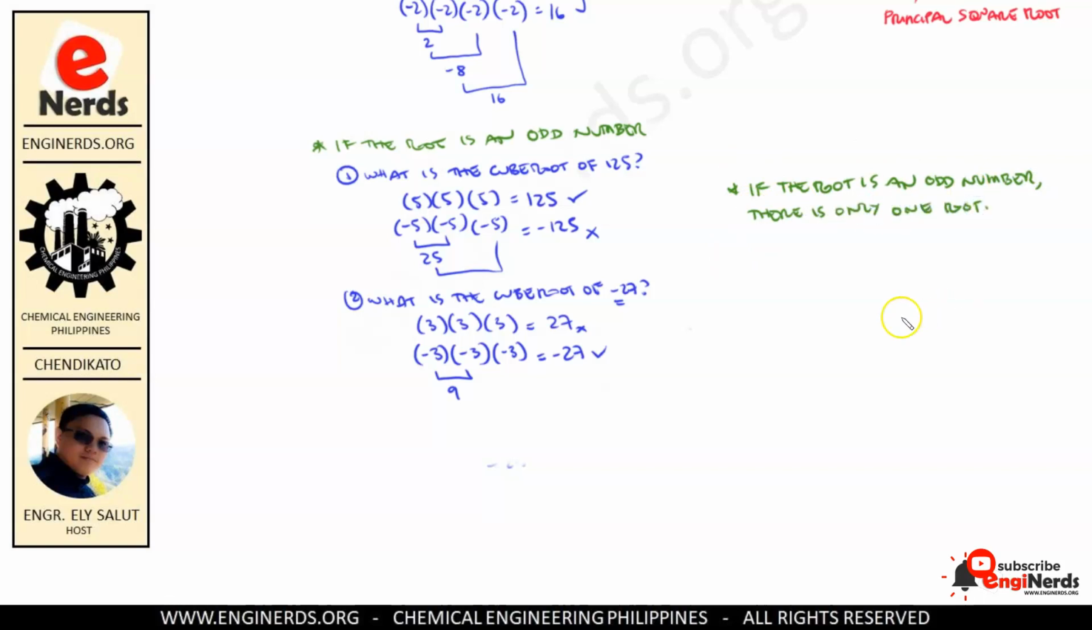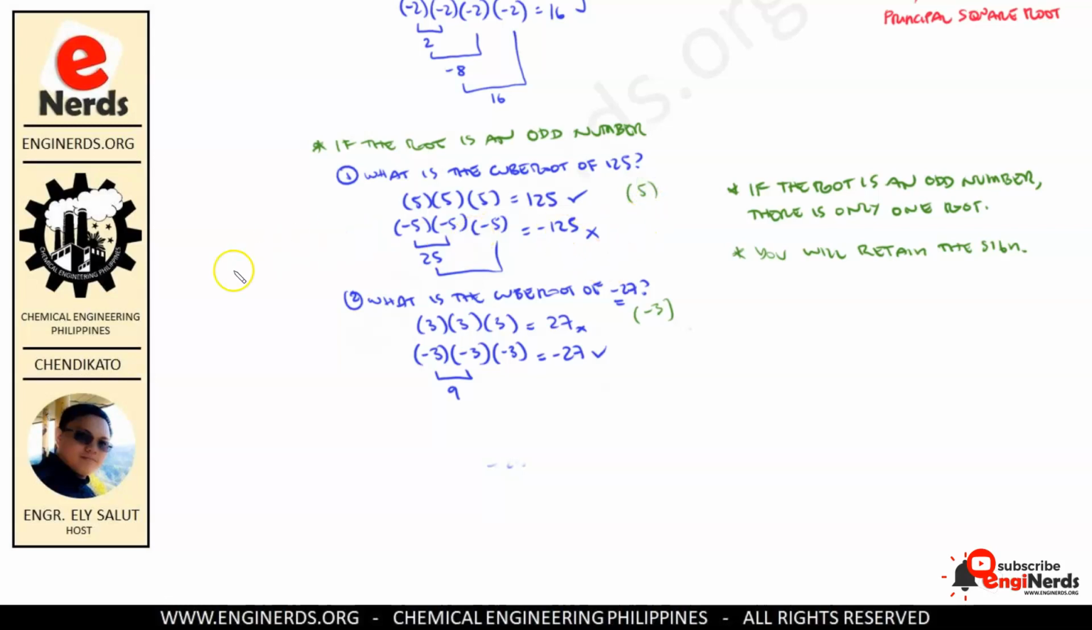And what can you observe in our signs? If you're taking the root of a positive number, you will have a positive answer, no? If you are taking the root of a negative number, you will have a negative answer. So that means you will retain the sign. Okay? Like our number 2 here. What is the cube root of negative 27? So our answer is negative 3. Then in number 1, what is the cube root of 125? The answer is positive 5.